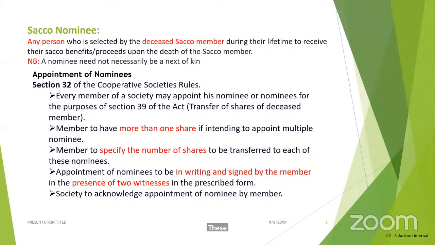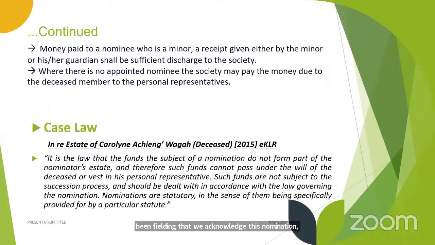So once the member nominates a nominee, the society needs to acknowledge that this nominee has been appointed. It can be through the authorized authorities of the SACCO, saying on the form that has been filled that we acknowledge this nomination, something like that, to just authorize the same.